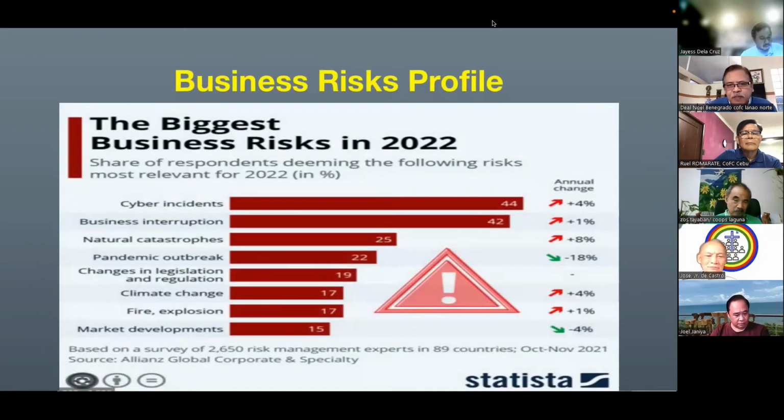I'd like to share with you yung survey na ginawa in 2021. Madami sila, about 2,600 experts in 89 countries. Last October, November of 2021. Sinasabi nila, ano kaya ang mga risks sa 2022? From the chart, mga kapatid, makikita nyo ano yung overwhelming forecasted risks in 2022. You can just take a look. Foremost of them would be cyber incidents and business interruptions. Yun ang forecast nila in 2021 na mangyayari sa 2022.